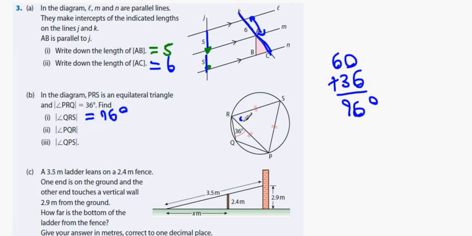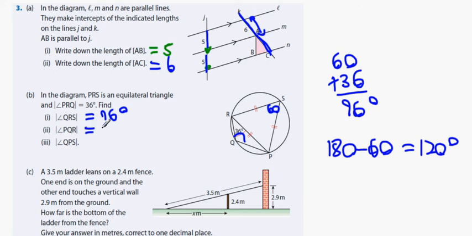So 96 degrees. And then we're going to have to find PQR. So P to Q to R, this one here. Now, once again, remember, this is a cyclic quadrilateral. And in a cyclic quadrilateral, opposite angles must add up to 180 degrees. So it's going to be 180 minus 60, and that will give us 120 degrees. Okay? So that's 120 degrees.